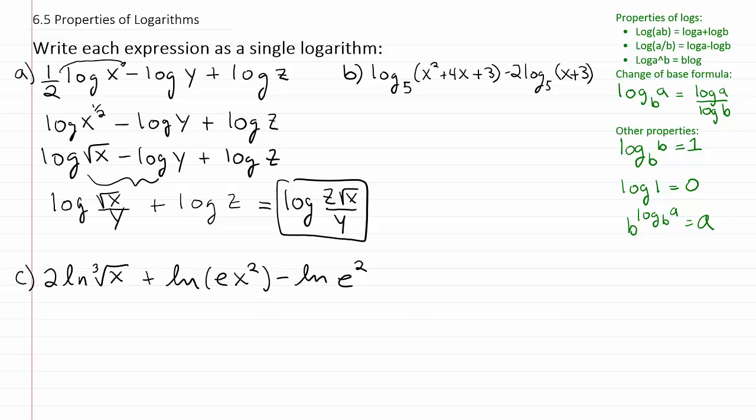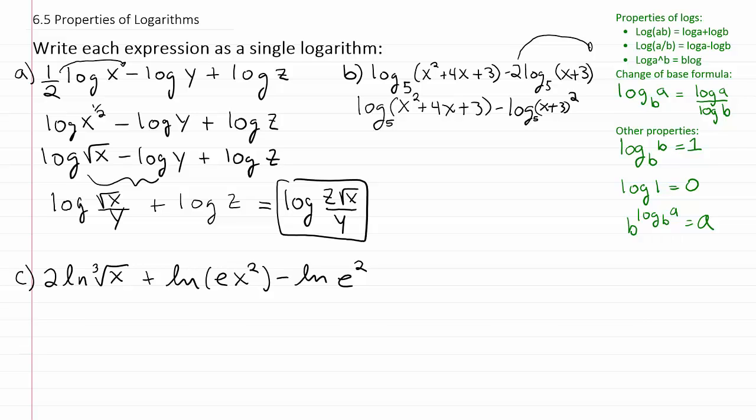All right, from here, let's look at example B. So for example B, it looks like we have a difference, right? So we'll certainly be able to write a difference as a quotient as long as we have the same base, which we do for both logs. So first thing we want to do, though, is take care of any exponents. So any coefficient in front of a log can be written as an exponent. Let's go ahead and do that. So we're going to end up saying that this is log of x squared plus 4x plus 3, base 5, minus log of x plus 3 quantity squared, base 5, right?